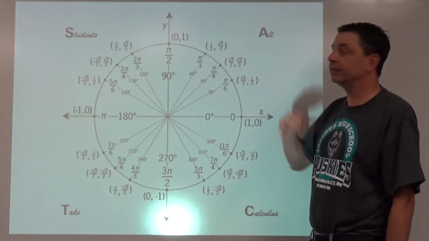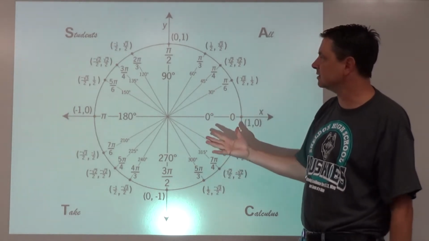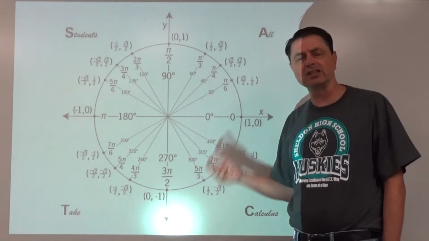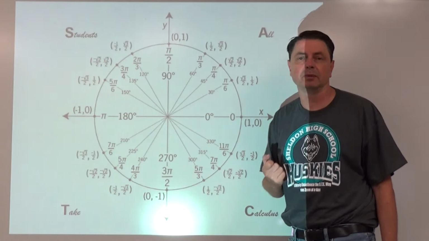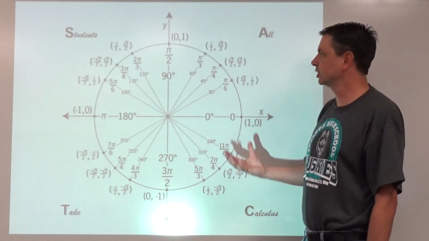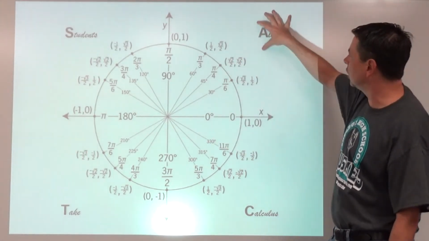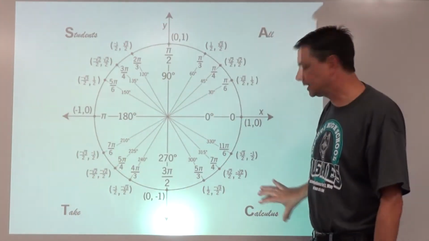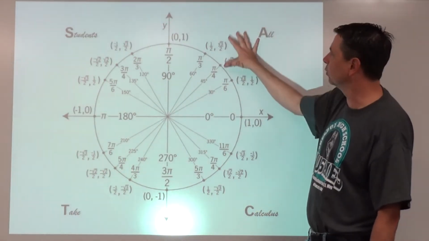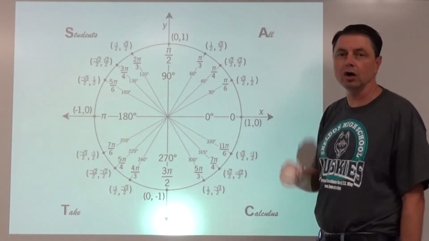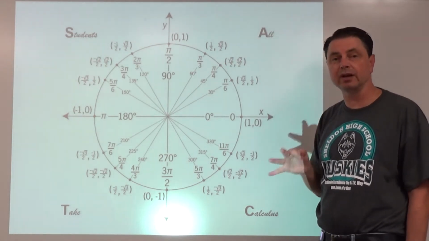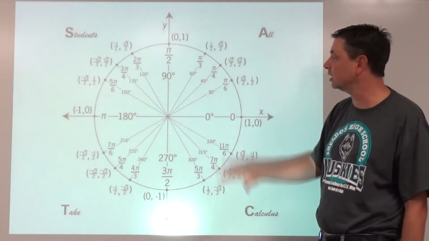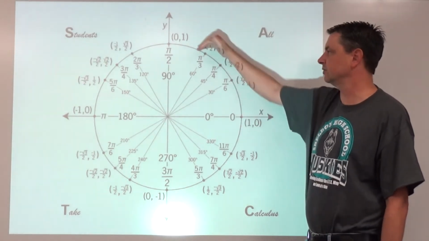Okay. One other thing is we're thinking about signs. Should my answer be positive or negative? Because that's a very common mistake to make. You can just think about that all students take calculus. Quadrant 1, and we're talking about our 3 primary functions, sine, cosine, and tangent. All of them are positive in quadrant 1.